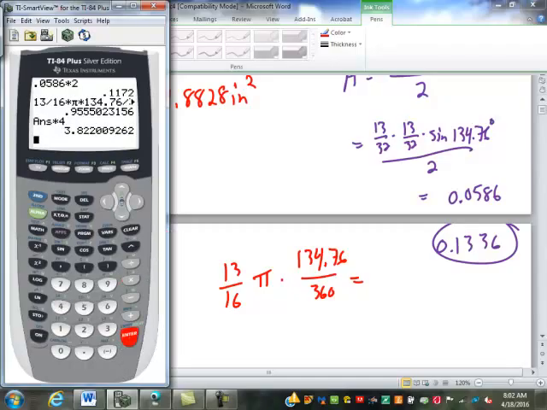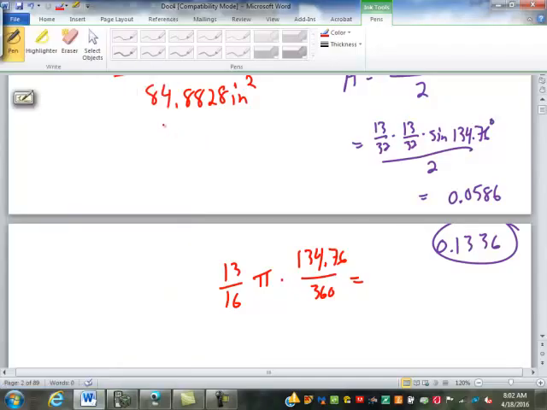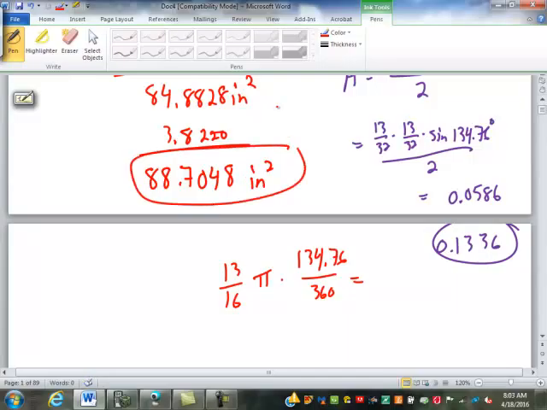So 3.8220. It's 88.7048 square inches. What do you think?